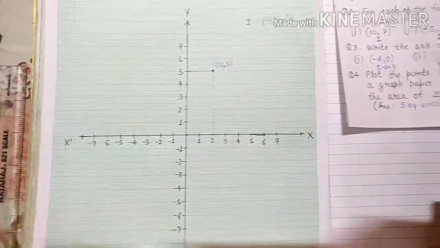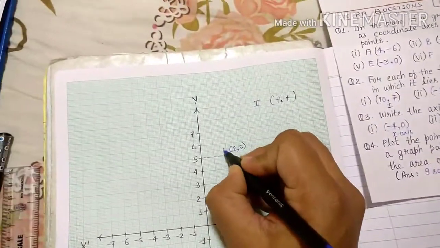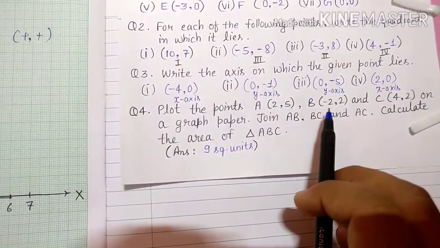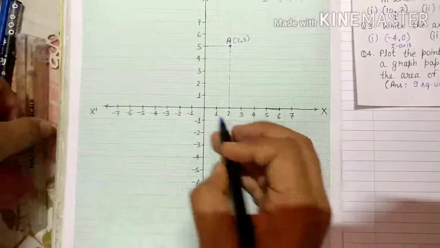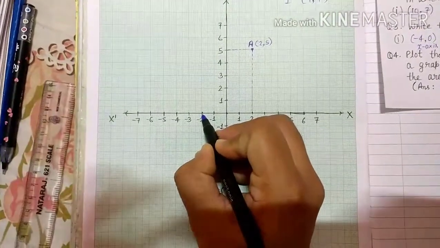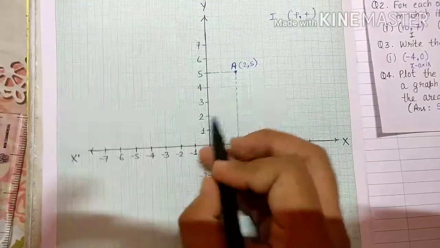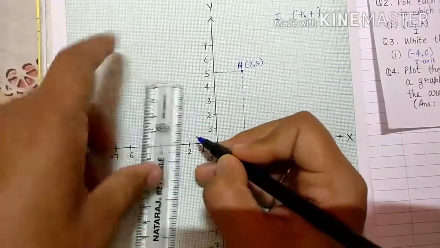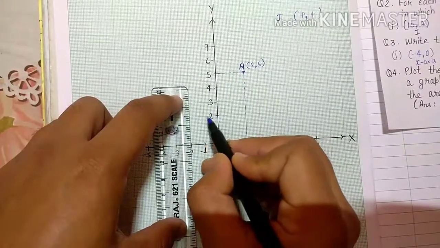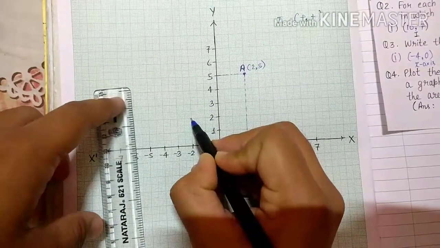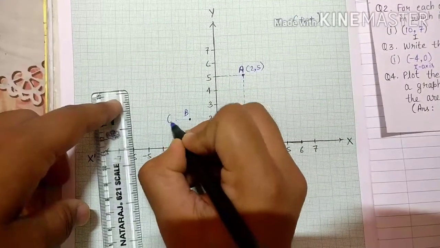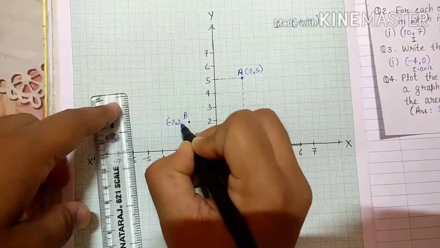Okay, second point is what? This is point A. Let's denote it by A. Second point is minus 2 comma 2. Now minus 2 should come here. Just look here, it is minus 2. And where is 2? 2 is upside. This is the value of y. So for minus 2, if we go in a straight line with the help of the scale, this one, and a straight line is coming from here. So this is the point. We denote it as point B, minus 2 comma 2.